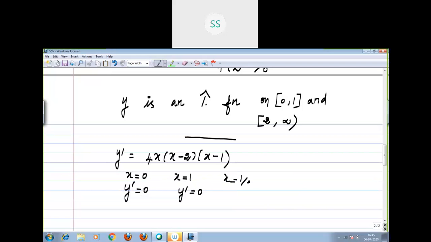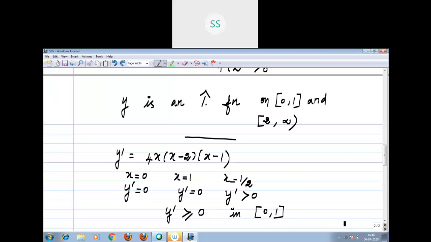X is equal to 1 by 2 means what can you get? The derivative should be greater than 0. Compare this, what can you get? The derivative is greater than or equal to 0 in which interval? 0, 1 closed, right? Next, what I told you, 2, infinity, right?